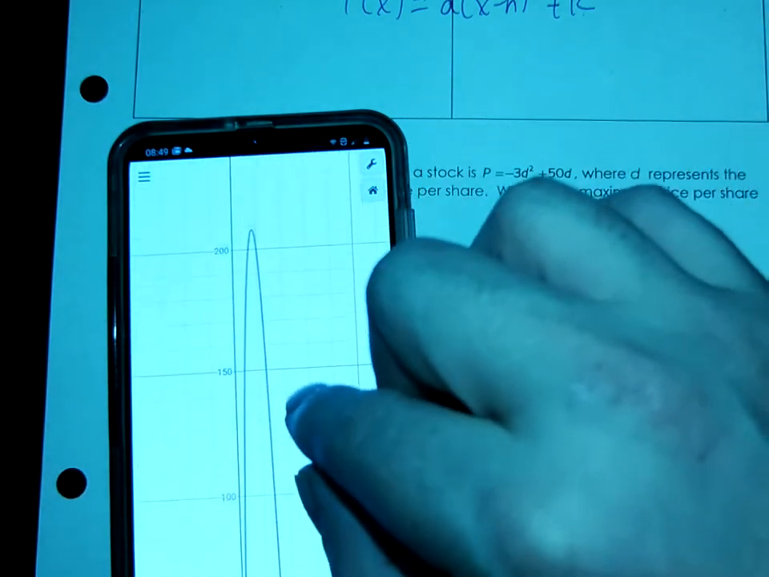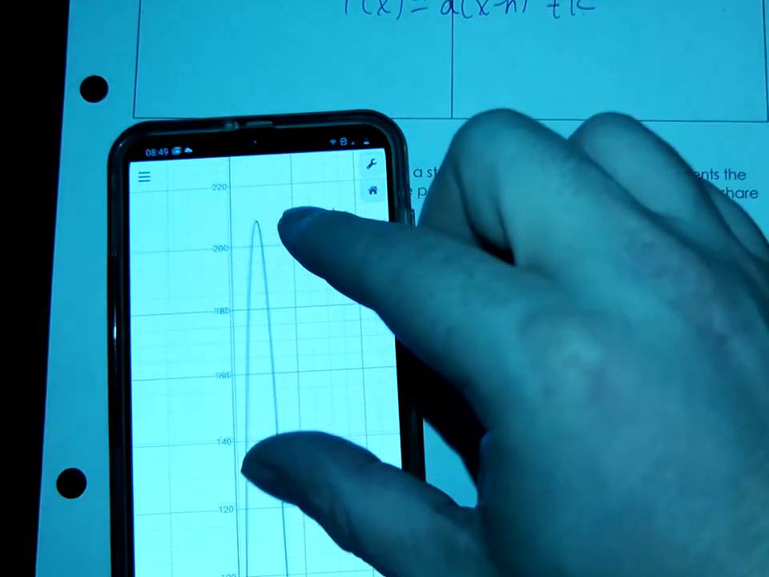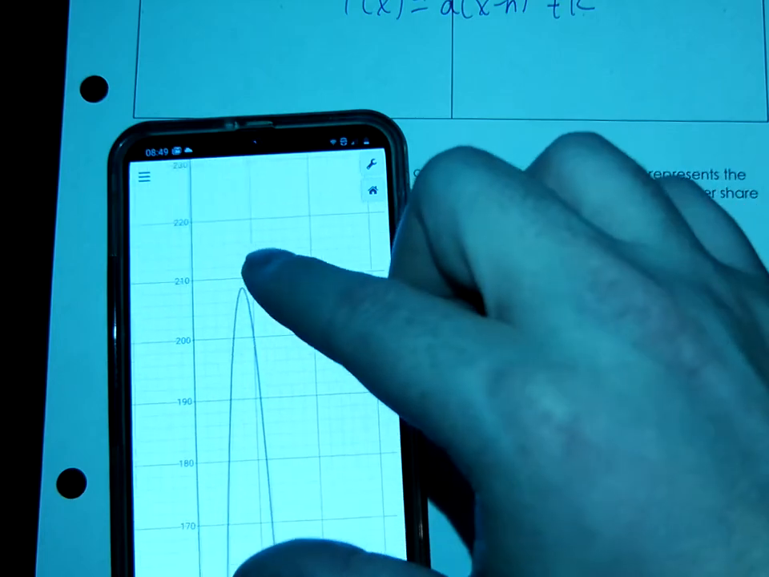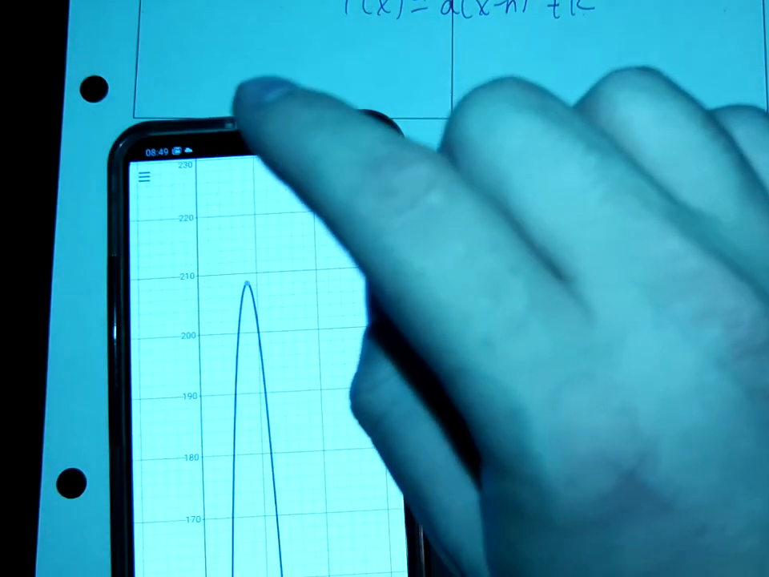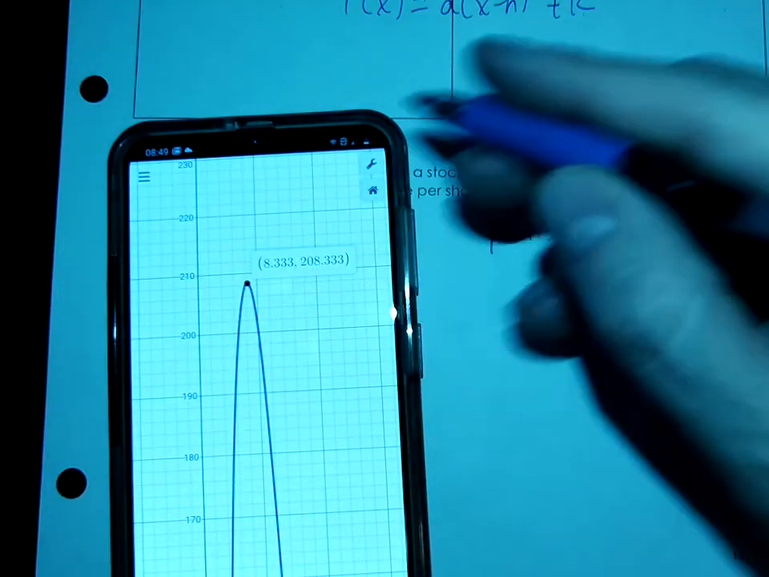But there's my vertex all the way up there. As I go all the way up to the top, I see my vertex. Well, what value is that? So I'm just going to find my vertex, zoom in like I would a photo, and then just touch it. So that is the maximum price.